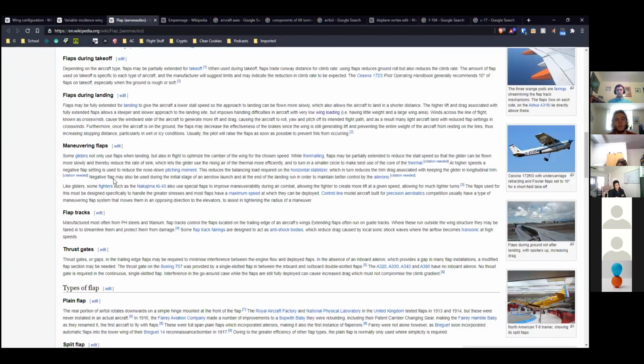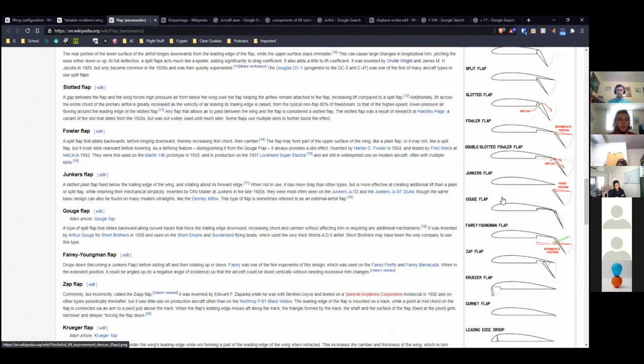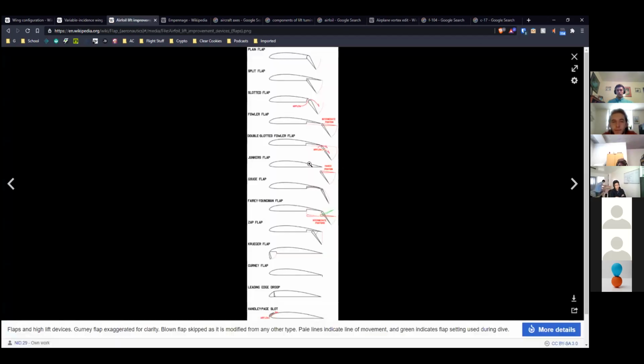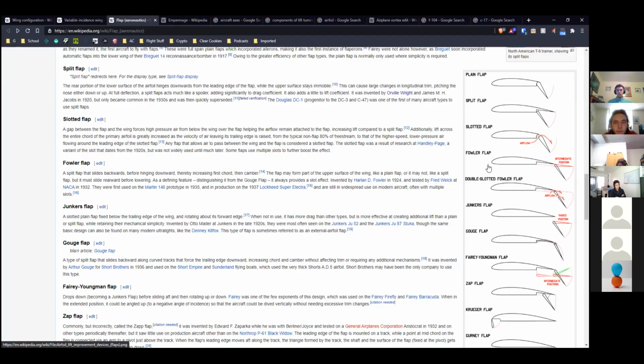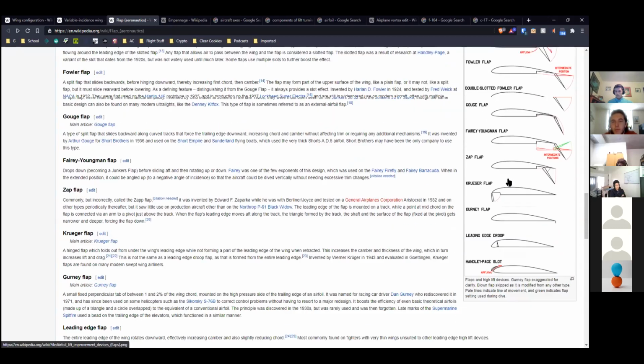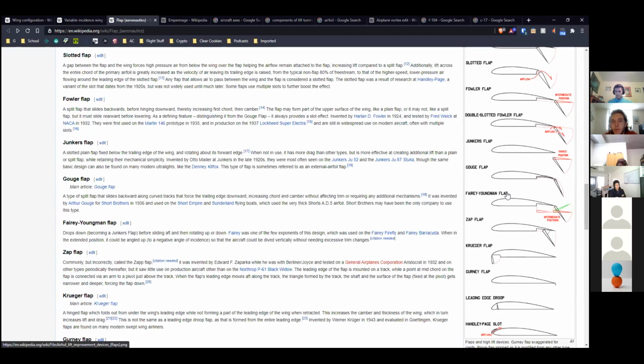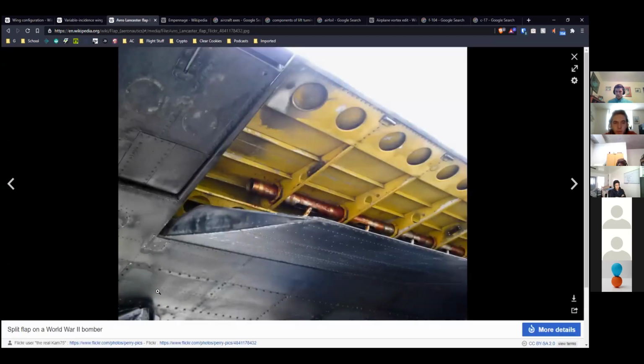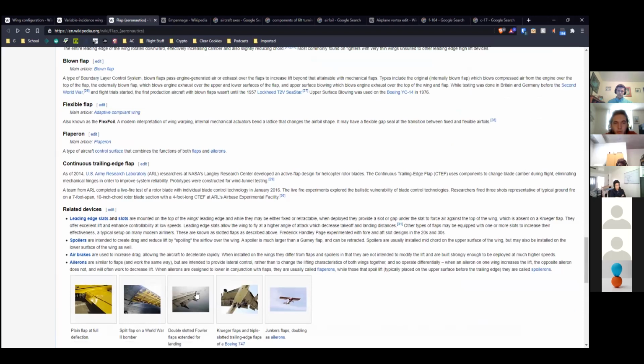Where are the types? Okay, so here's a bunch of types. Fowler flaps will actually make the wing area greater because they can extend past the original position, whereas a plain flap or split or slotted flap just changes the camber. But airliners use combination flaps.